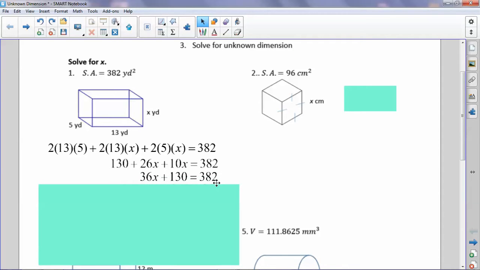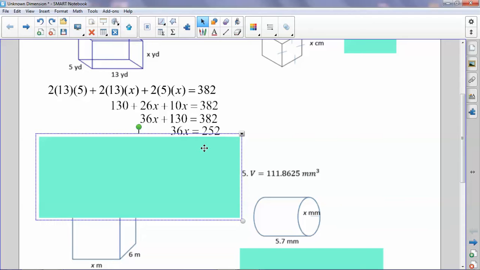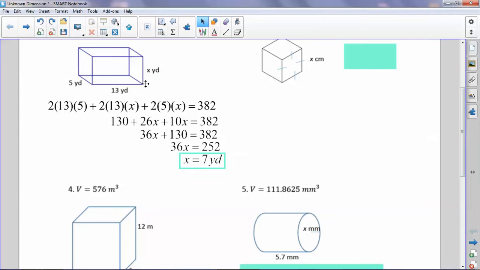Now you have a simple two-step equation you need to solve. We're going to subtract 130 from both the left and the right side of the equal sign. So now we're left with 36x is equal to 252. Our last step will be to divide both sides of the equal sign by 36, because that's our coefficient of x. So we get an answer of 7. The unknown dimension would be 7 yards, so that's what x is equal to.